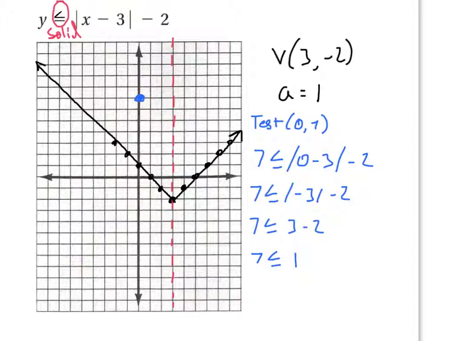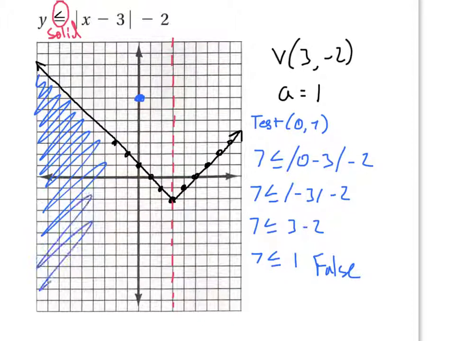So 7 is less than or equal to 1. Well, that's false. So inside are all the false answers. All the true answers then are on the outside of the V.